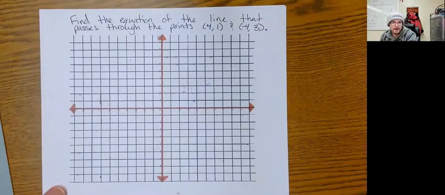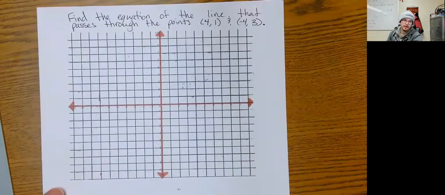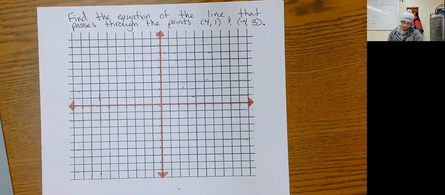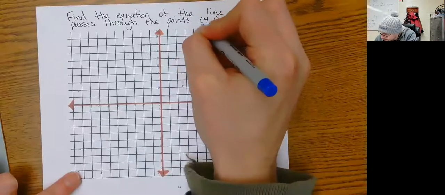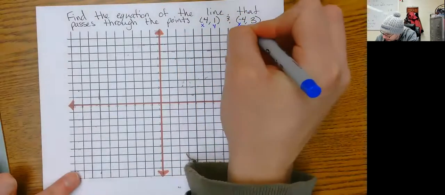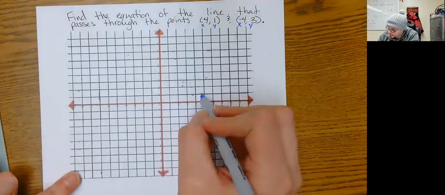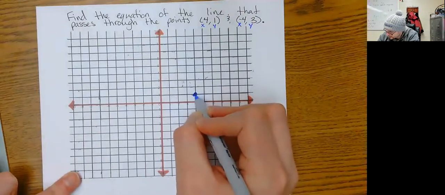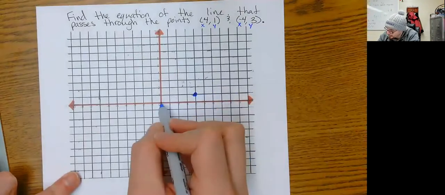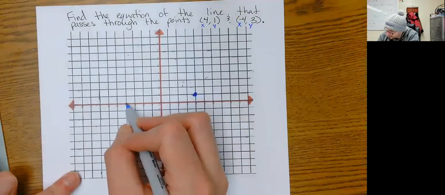So this one, find the equation of the line that passes through the points (4, 1) and (-4, 3). To find the equation of the line, you're going to first graph the line. So you're going to plot (4, 1), and just a reminder, this is an x, y coordinate. So 4, 1, I'm going to go to 4 and then up to 1. And then (-4, 3), I'm going to go over to -4, and then up to 3.